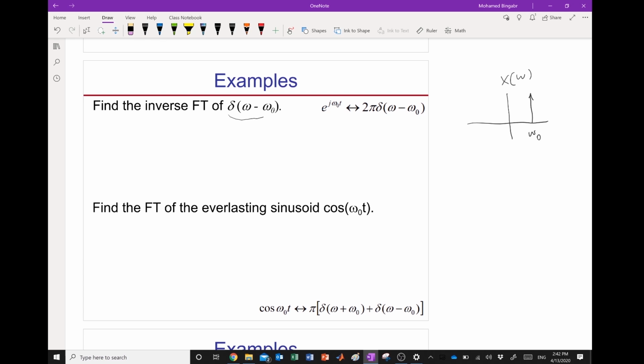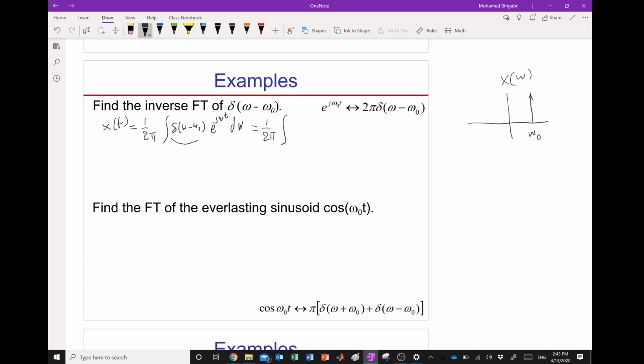So we just want to find the Fourier transform of this. So we will do the inverse. If this is X(ω), then x(t) will be 1 over 2π, the integral of δ(ω − ω0) e^{jωt} dω. And that would be 1 over 2π.